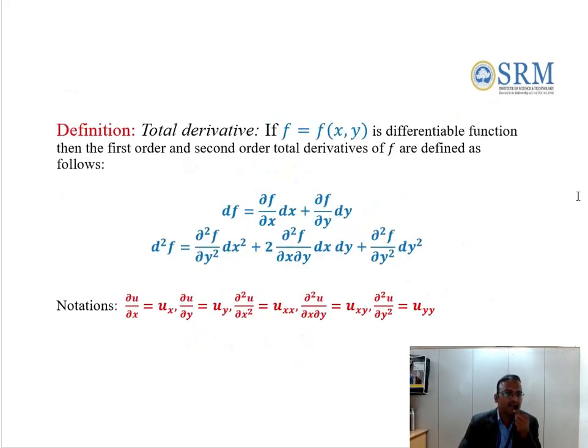So next definition, the total derivative. If f is a function of x and y and it is a differentiable function, then the first order and the second order total derivatives of f are defined as follows. That is, df equals ∂f/∂x into dx, where dx is a small increment in the x direction, plus ∂f/∂y into dy, where dy is a small increment in the y direction. This is called the first order total derivative.